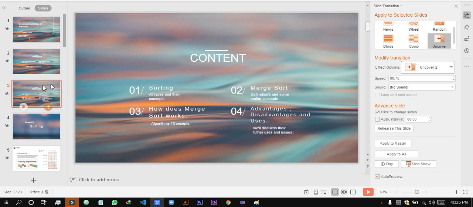So let's see, there are a couple of things which we will discuss in this video. These are sorting, merge sort, how the merge sort works, and some pros and disadvantages of merge sort.